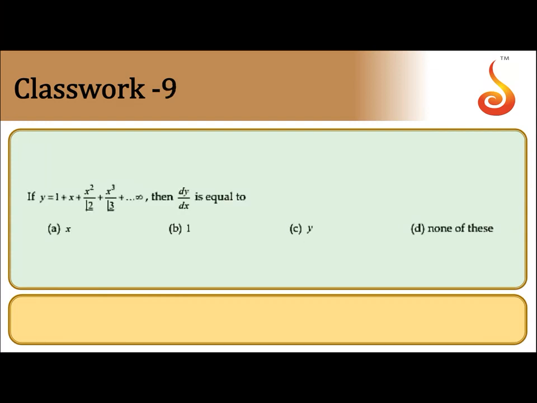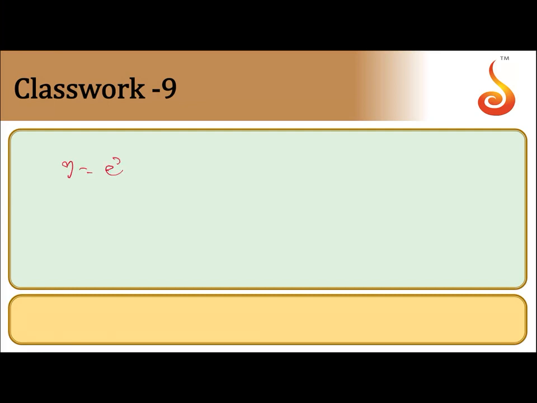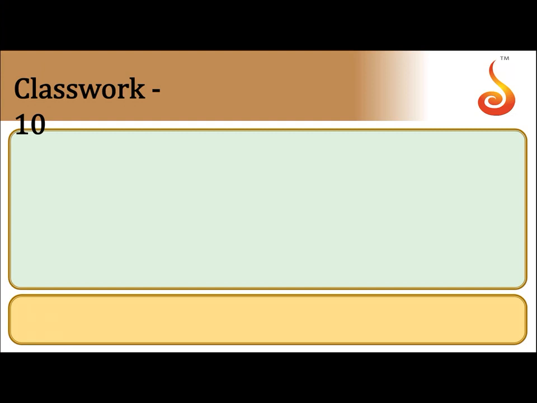Coming to the next one. Y is equal to, clearly we could see that this is e power x. And therefore e power x derivative is e power x, and therefore y only is the answer. So y is equal to e power x and the derivative of y is equal to e power x. Derivative of e power x is nothing but y dash is equal to e power x, that is nothing but y itself. So the answer is C.